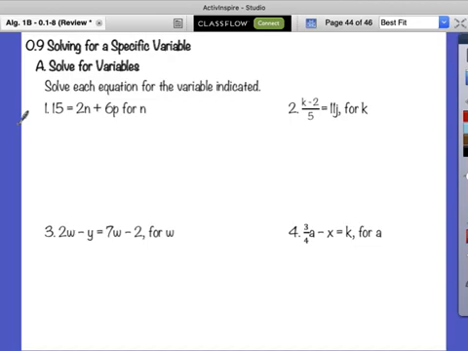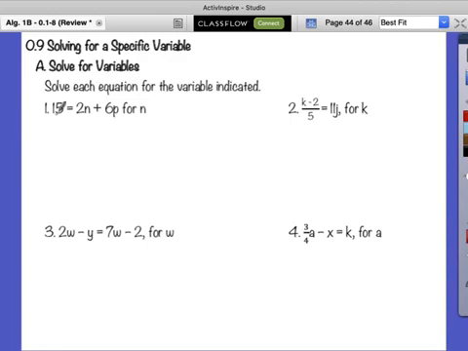So this time we're going to solve for a specific variable. In this case, we look at number 1. 15 equals 2n plus 6p. How many different types of variables do you have? 2. So before, on the homework we just turned in today, we had the same variable multiple times. This time, we have multiple variables. In this case, we don't know what variable to solve for unless it tells us. So number 1, what variable does it tell us to solve for? N. So we want to get n by itself.